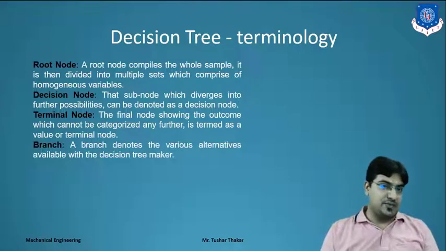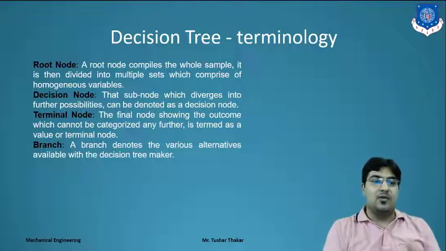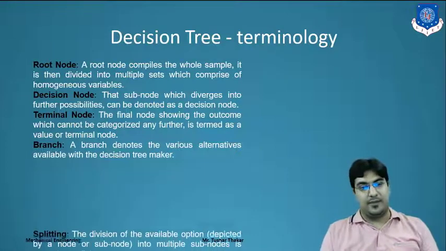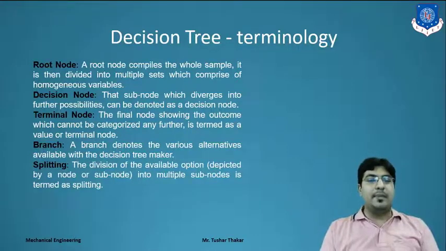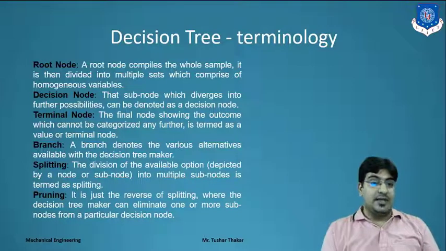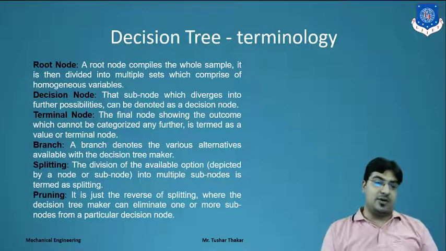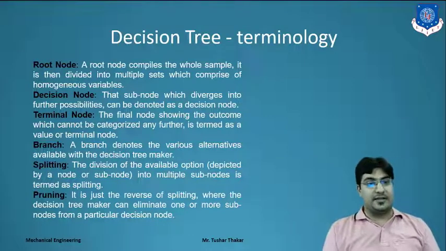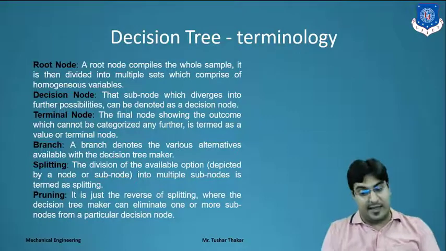Next one is a branch. A branch denotes the various alternatives available to the decision tree maker. Next is splitting. Splitting is the division of an available option into multiple subnodes. Last one is pruning. It is just the reverse of splitting, where the decision tree makers can eliminate one or more subnodes from a particular decision node. All the terminology we will learn in an example.